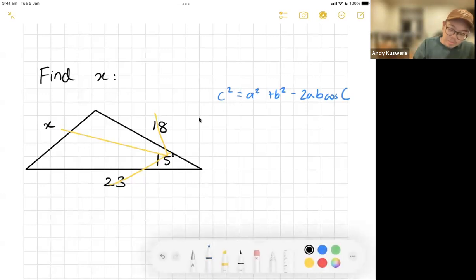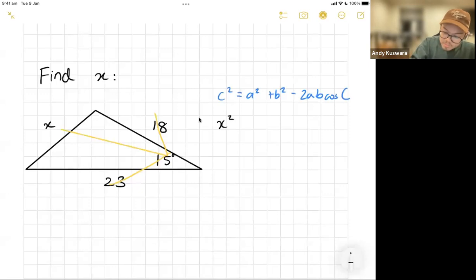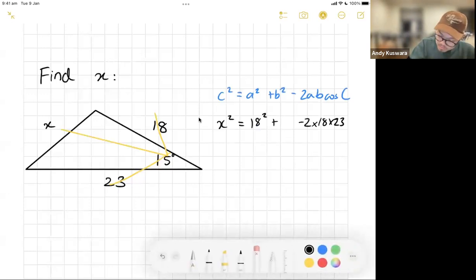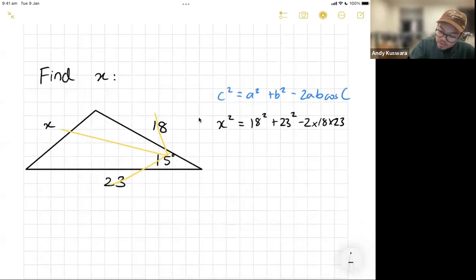Okay, now let's just replace the things that we know. In this case here, my unknown is going to be the x squared. That means a squared and b squared must be the 18 and 23. 2 times 18 times 23. Should be 23 squared. Thinking too quick here. And then cosine of my angle, which is cos 15.